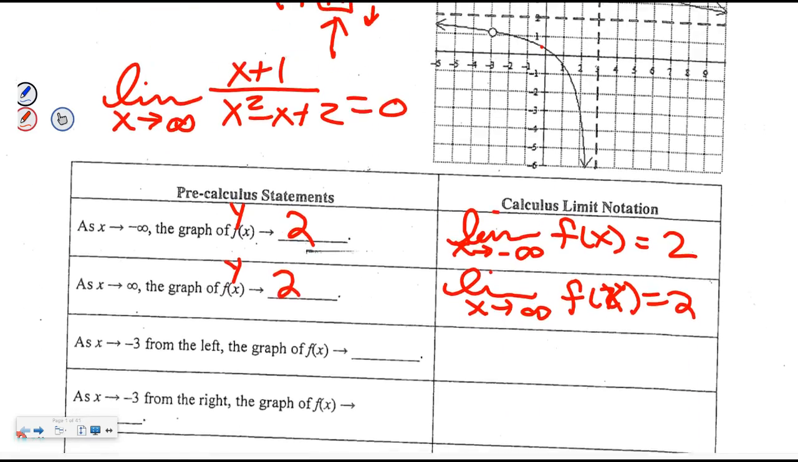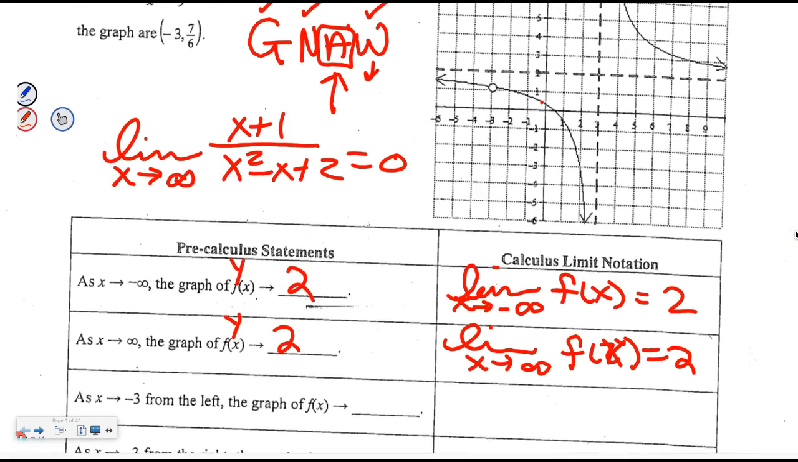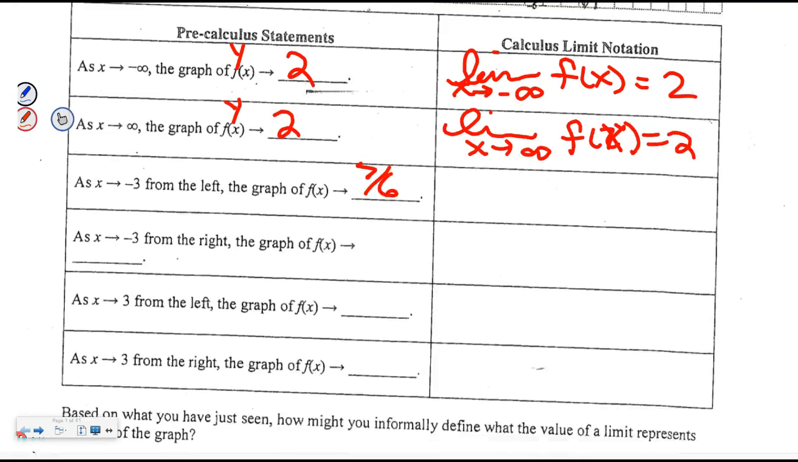All right, next step. As I approach negative 3 from the left, you're hopping on the graph, approaching negative 3 from the left-hand side of it. What are the y's approaching? Because the limit is a y value. Looks like the y's are approaching. How do you know it's 7/6? If you don't know where that hole is, how do you know it's approaching 7/6? Exactly, Christian. It says right here the location of that is negative 3, 7/6. So it'd be 7/6.